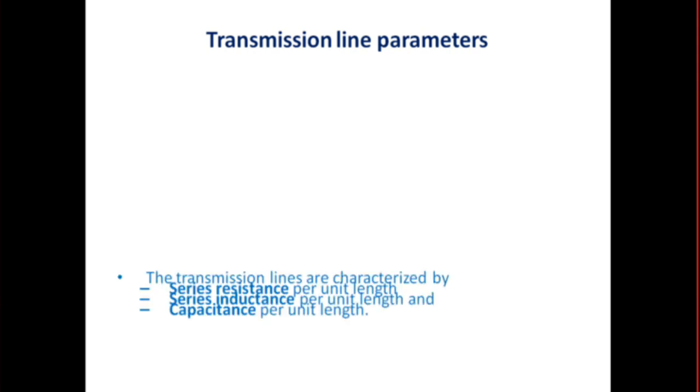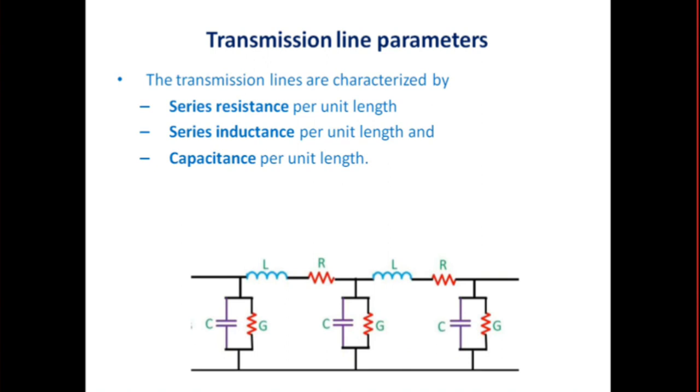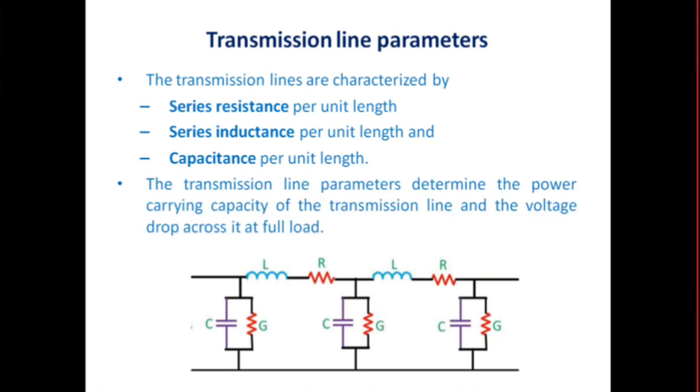Transmission line parameters. What are all the transmission line parameters? The transmission lines are characterized by series resistance, series inductance and capacitance of the transmission line per unit length. The transmission line parameters determine the power carrying capacity of the transmission line and the voltage across it at full load. That is, the efficiency and the voltage regulation of the transmission line depend on the series resistance, series inductance and the capacitance.